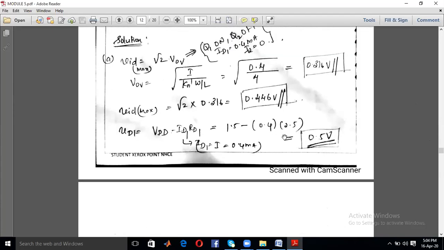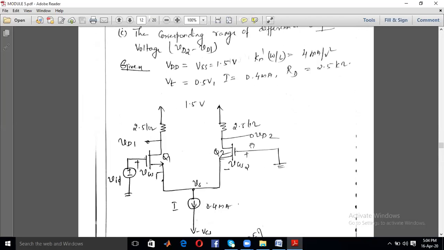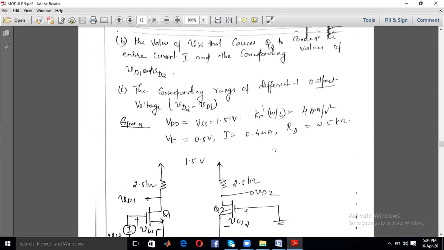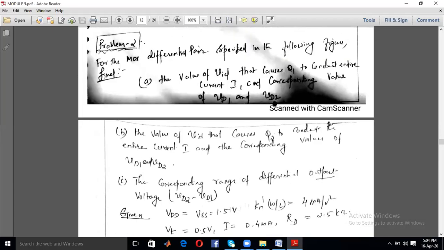So this was a numerical problem. Any doubts, you can ask. Do you want me to explain once more? Any doubts?